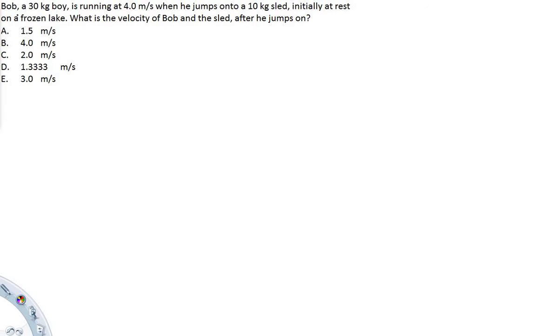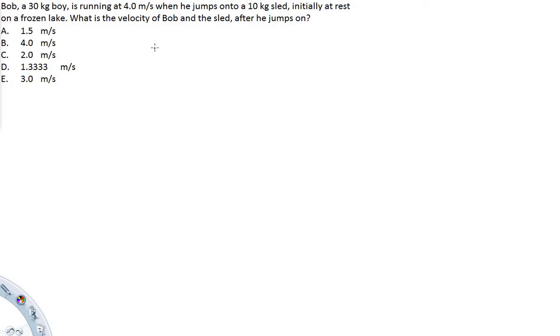Bob is a 30-kilogram boy. He is running at 4 meters per second when he jumps onto a 10-kilogram sled initially at rest on a frozen lake, so we can ignore friction. What is the velocity of Bob and the sled after he jumps on?